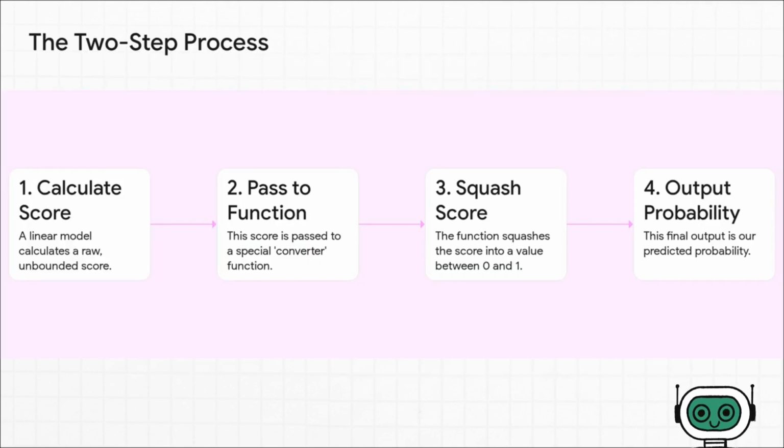So think of it like this. First, a linear model inside our system calculates a raw score. This score can be any number, positive or negative, big or small. Then we pass that score into a special converter function. This function's only job is to take that raw score and gently squash it into a value that's guaranteed to be between 0 and 1. And that final squashed number, that's our probability.